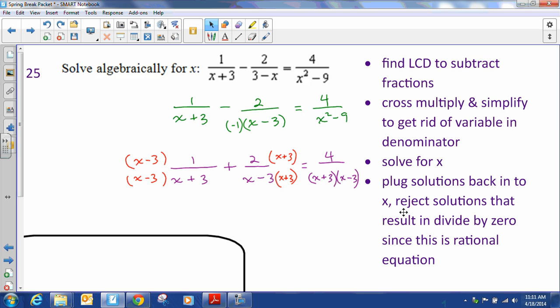The last step for any equation is to do your check step. Okay, you want to plug back in to see if you're dividing by 0, because this is a fractional equation. If you do divide by 0, you have to reject that solution.